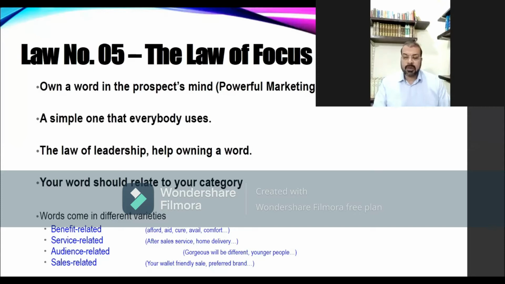And then it can be audience related, like you can use a word which, when you use this word, a person can attach themselves to it, like this product, the gorgeous people select these products. So the people who think they're gorgeous or elegant will try to get attached to that product because of the word you use. And then sales related words are usually the ones which attract the attention of a customer.